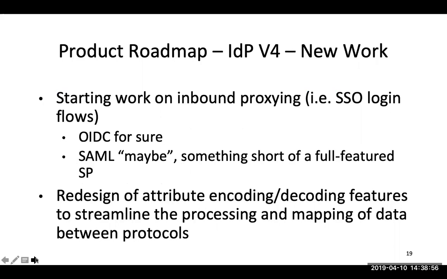The new work that we're looking at for V4, the most interesting piece for most people is that we're starting work on what I'll call inbound proxying, which is essentially the ability to do login to the IDP based on other single sign-on protocols. We're absolutely going to do that with OIDC as a starting point, because it gives us the ability to exercise the design work more when we're going from a protocol that we don't officially support outbound yet. In the case of OIDC, we have to map between OIDC and SAML or CAS, and so the ability to do that will help us prove out more of our design choices.